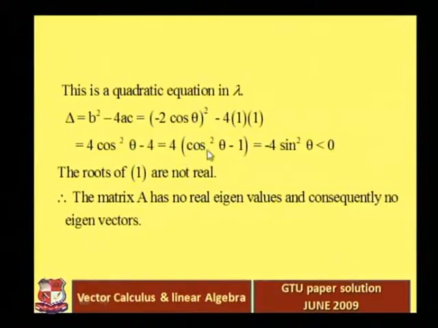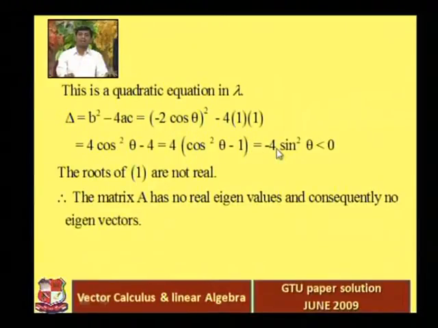4 will be common, cos square theta minus 1, and cos square theta minus 1 we get minus sin square theta. So that's why delta is equal to minus 4 sin square theta, that is always less than 0. This part is always less than 0. So clearly the roots of equation 1 are not real. So the matrix A has no real eigenvalues and consequently no eigenvectors.